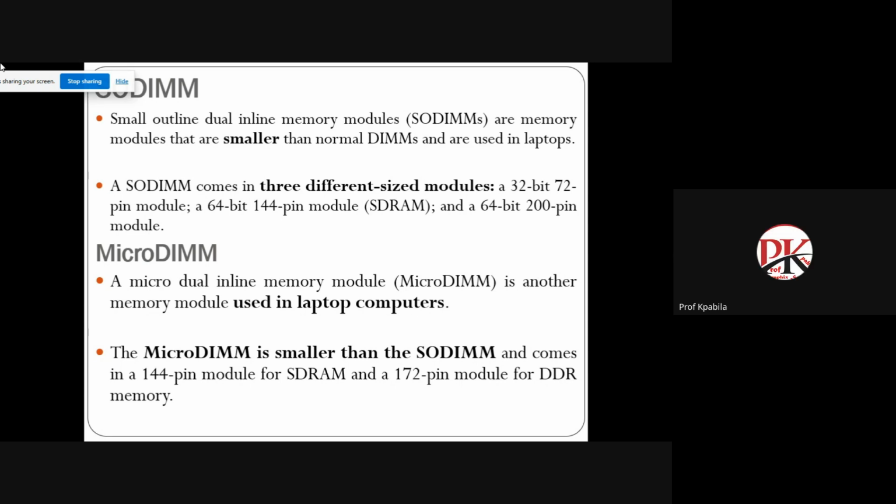Because the dual means maybe it is twice the SIM. That is what I'm thinking. That's what you are thinking. Please, class, do you all agree with what he's saying?